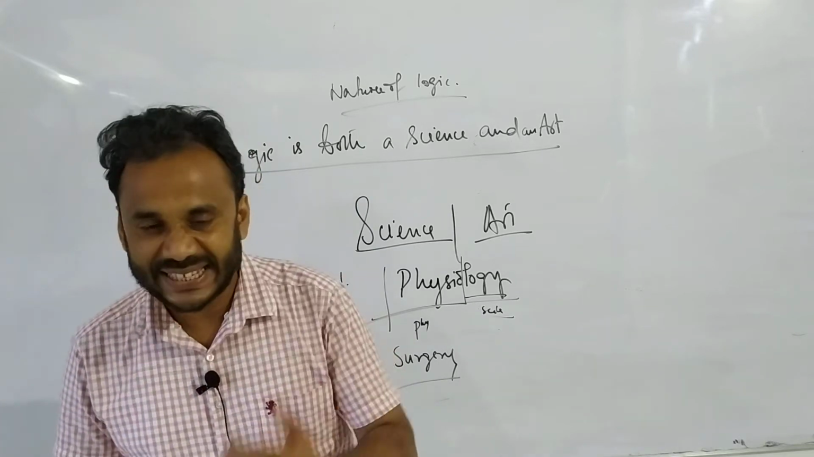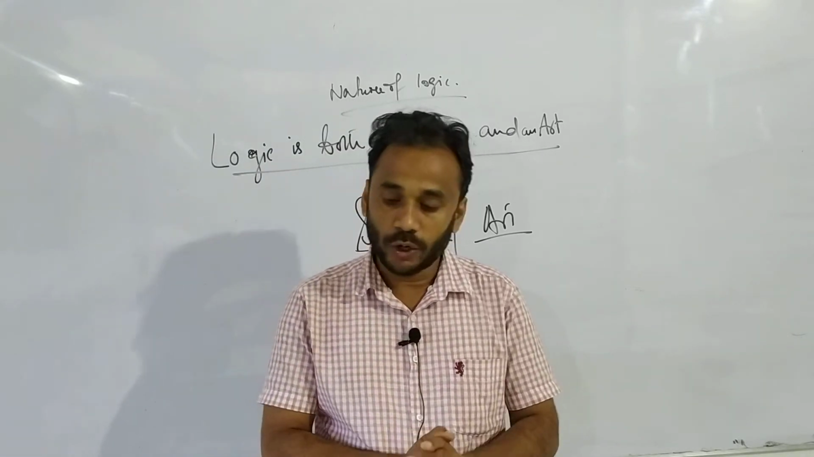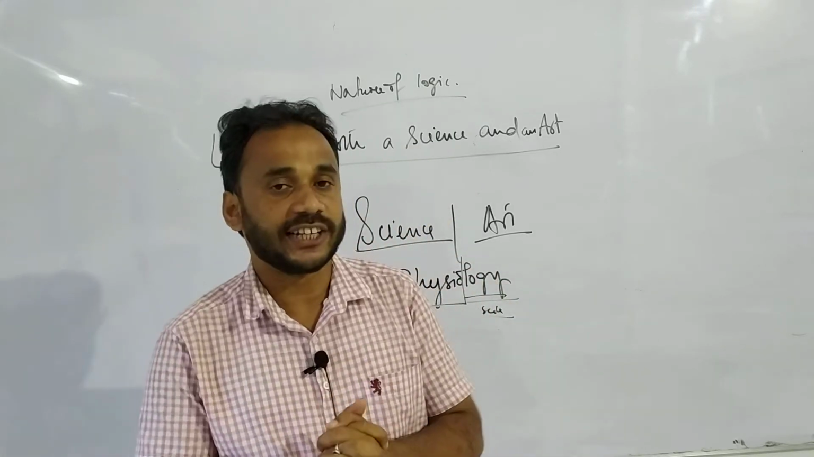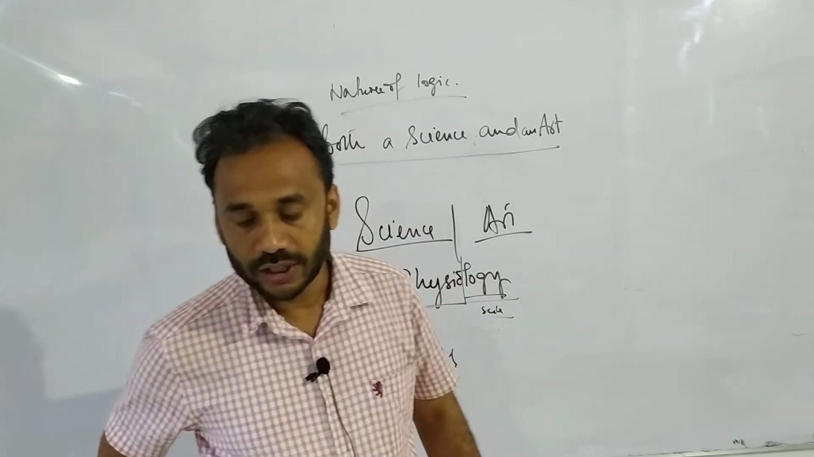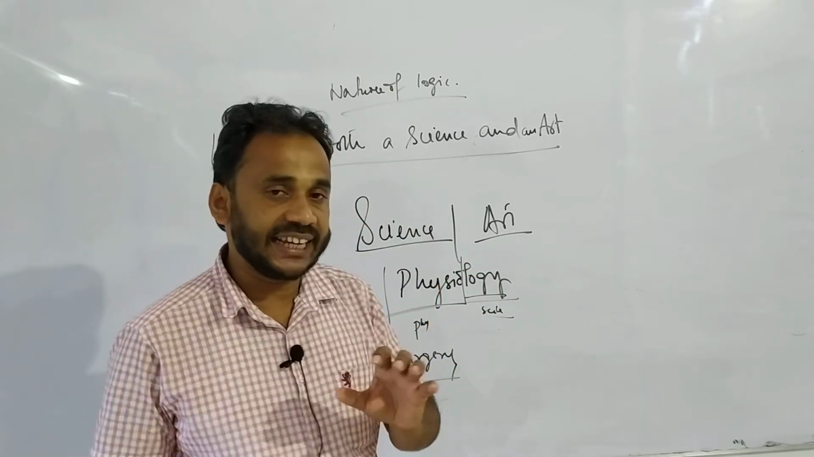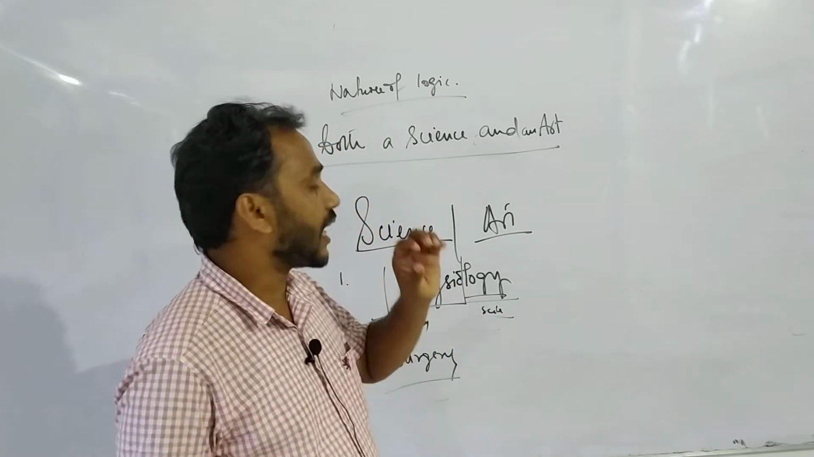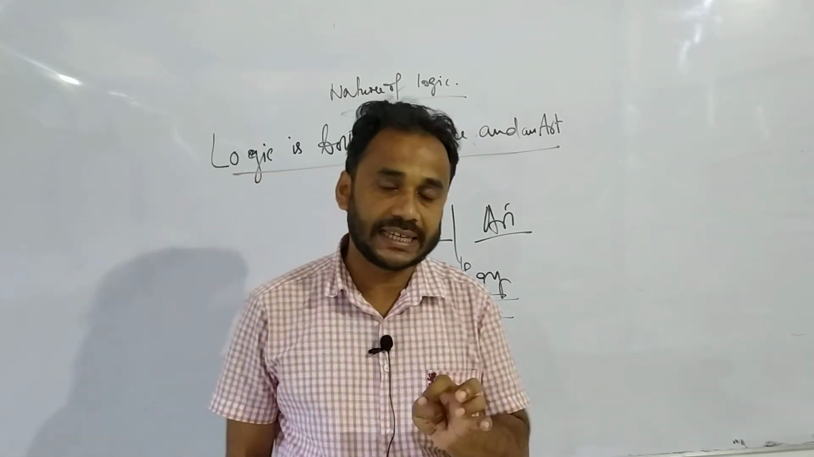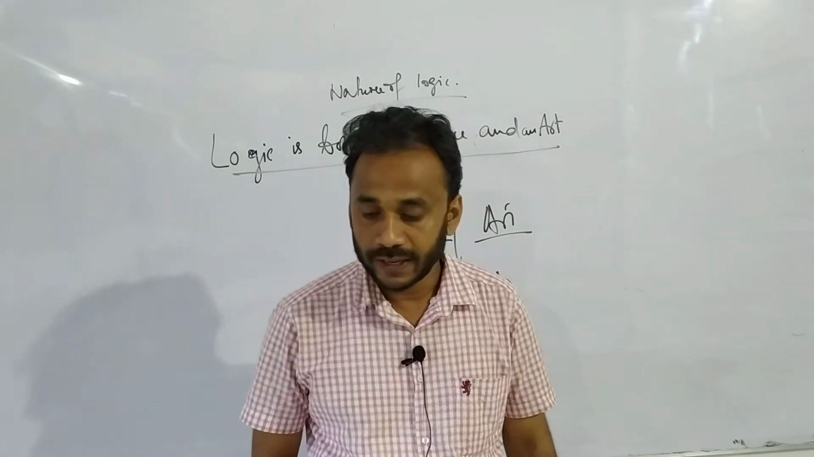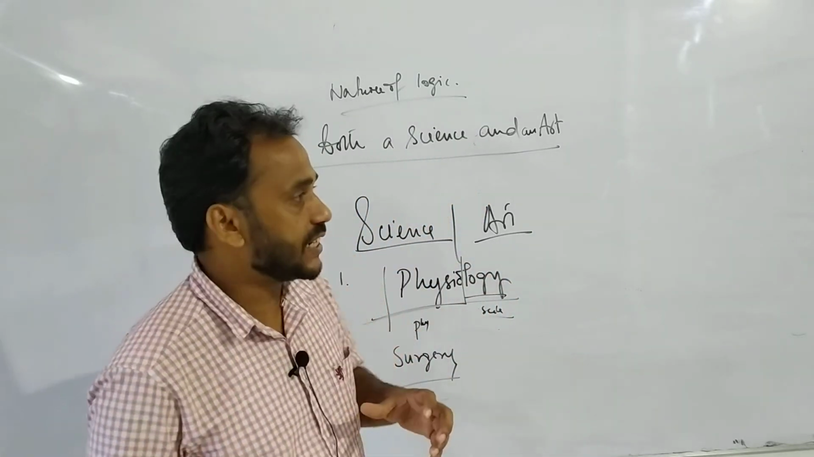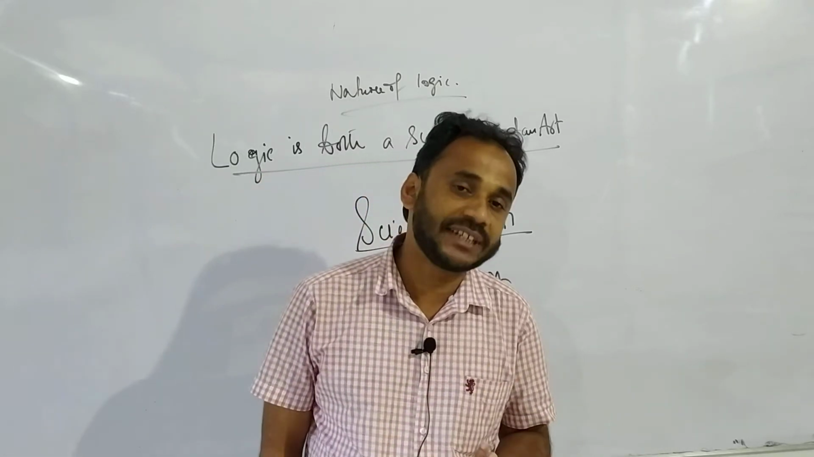Now the question is whether logic is a science only or an art only. Let us see the main headings of the nature of logic; the third point of the nature of logic is that it is both an art and a science. So now, how is logic both an art and a science at the same time?